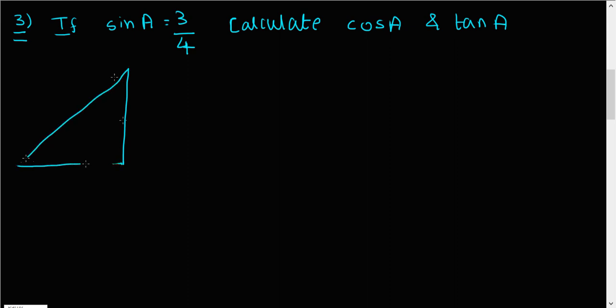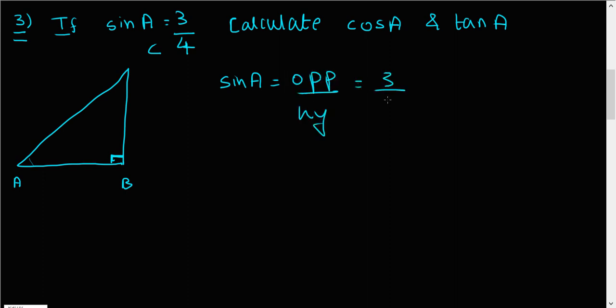Now since it's not given to us, I can only angle A is given to me. I can name this as B and C. So when I'm talking about sine A, so this is my 90 degrees. Sine A, what is sine A? Is opposite by the hypotenuse. So it is 3 by 4.